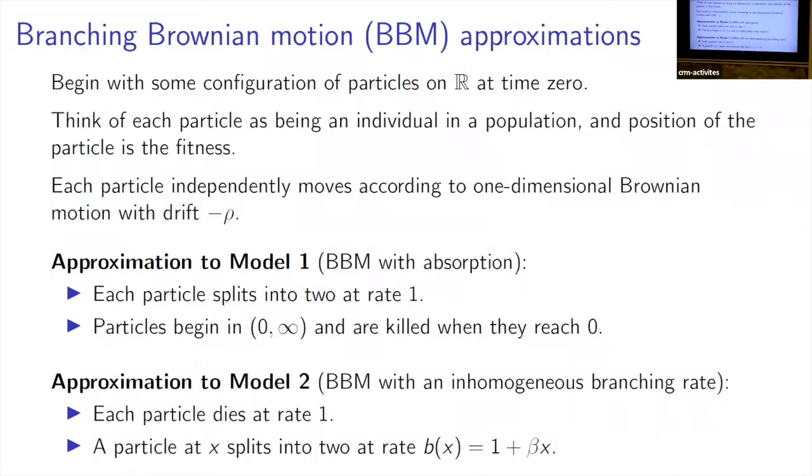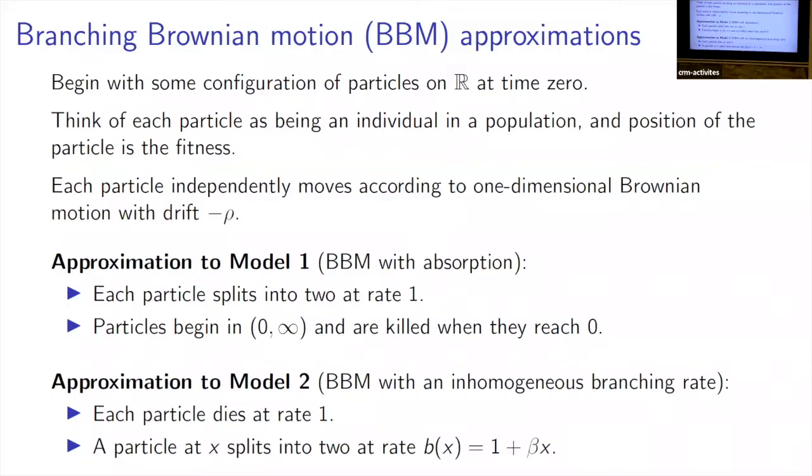That process is known as branching Brownian motion. It's been studied extensively in its own right, and we can use it to approximate the first of those two population models. Now, to approximate model 2, we're going to use a different variation of branching Brownian motion. We're going to say that each particle dies at rate 1, but a particle located at x splits into two particles at rate 1 plus beta times x.